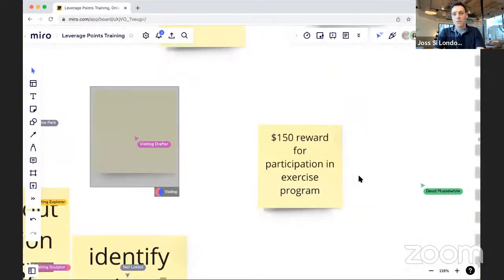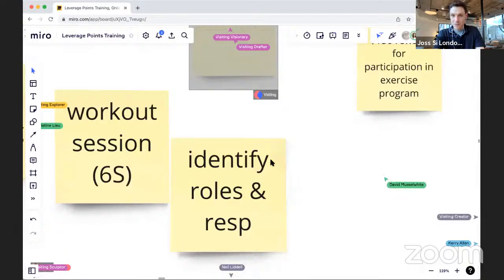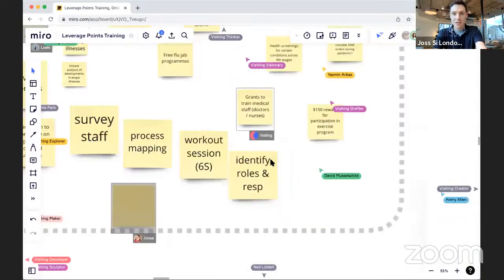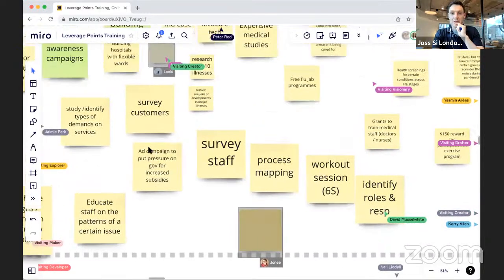So $150 reward for participation in an exercise program. Okay, identify roles and responsibilities, workout sessions, process mapping, survey staff.